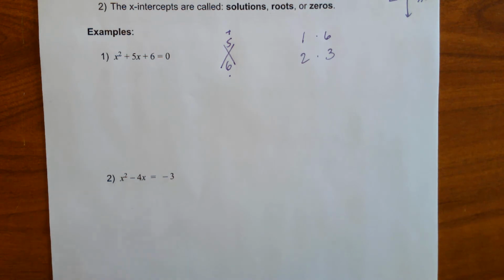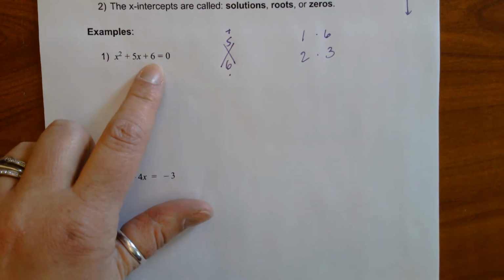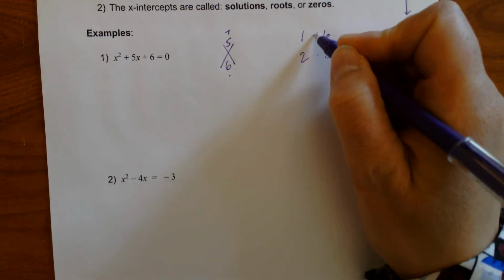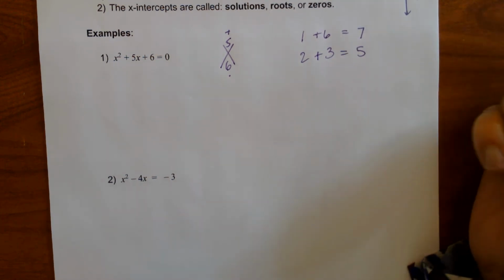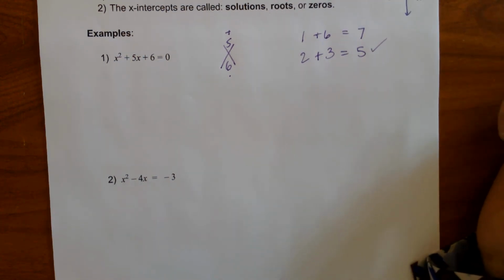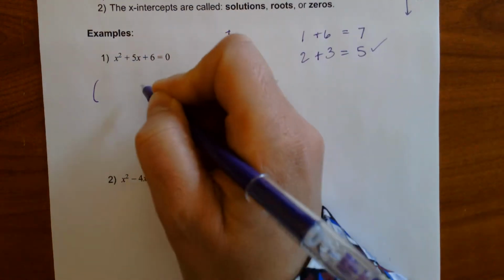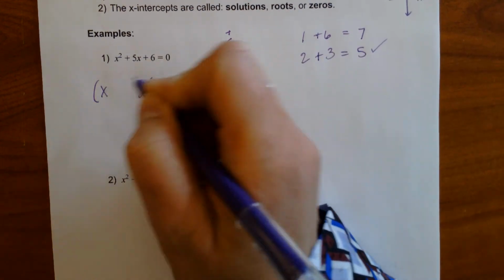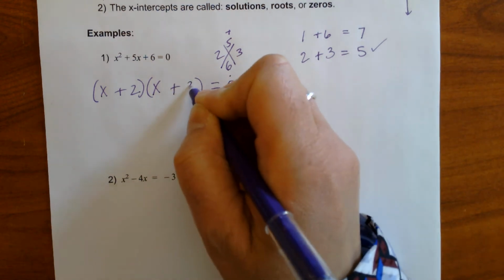Now, we also have to get to 5 when we add these. And notice they are all positive. So I know when I add 1 plus 6, I'm going to get 7. When I add 2 plus 3, I'm going to get 5. So that should tell you right there, it's going to be 2 and 3. So 2 and 3 work. They're both positive. So what I'm going to do is set up my parentheses, equals 0, x and x. It's going to be a positive 2 and it's going to be a positive 3.